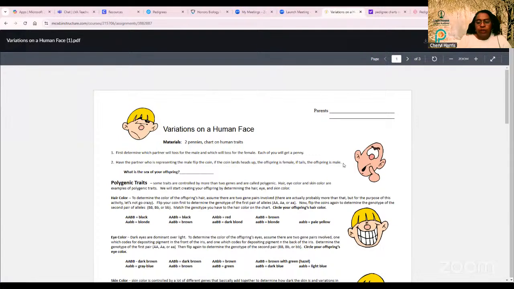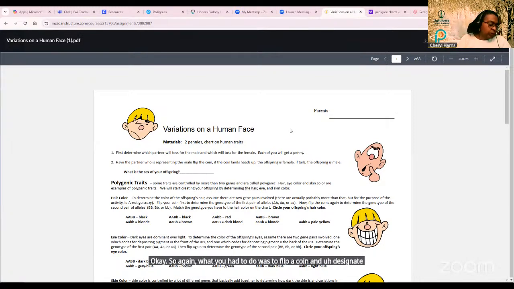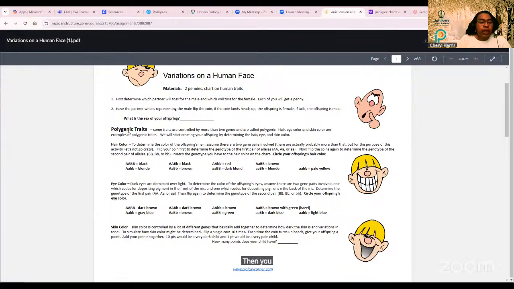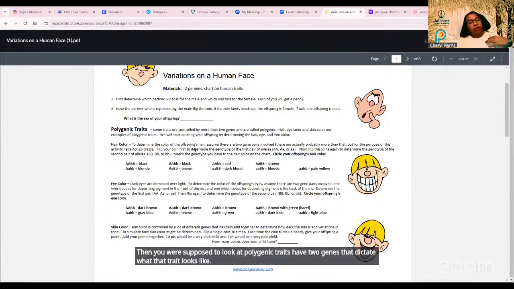Okay. So again, what you had to do was flip a coin and designate one side heads and one tails. Heads could be male, tails could be female, and then you were supposed to select the sex of the offspring. Then you were supposed to look at polygenic traits, which have two genes that dictate what that trait looks like. It's not just one allele, it's two that combine. And you get two from mom and two from dad. So that's why there's four of them there.